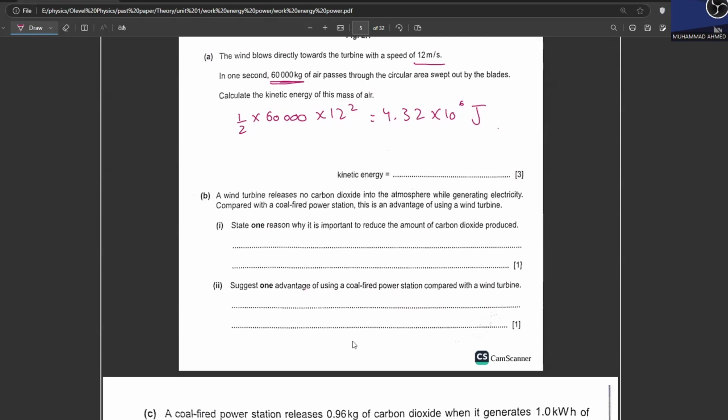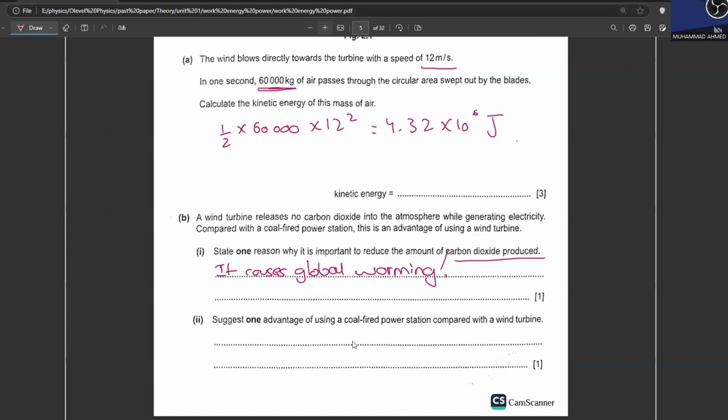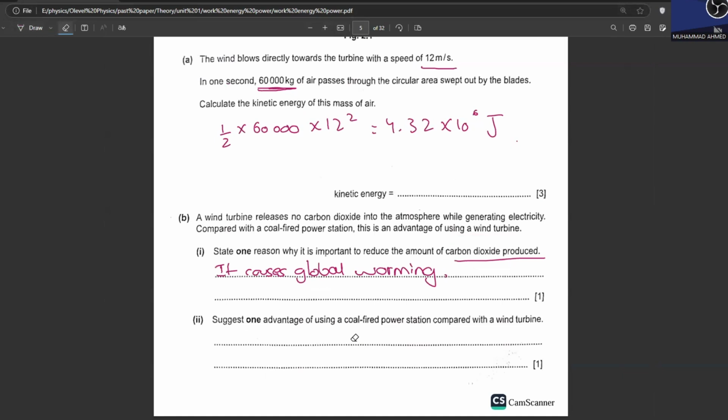A wind turbine releases no carbon dioxide into the atmosphere while generating electricity, compared with a coal fired power station. This is an advantage of using a wind turbine. State one reason why it is important to reduce the amount of carbon dioxide produced. Why? Because it causes global warming. Carbon dioxide causes global warming, hence it is imperative to reduce the amount of carbon dioxide produced. State one advantage of using a coal fired power station over a wind turbine.